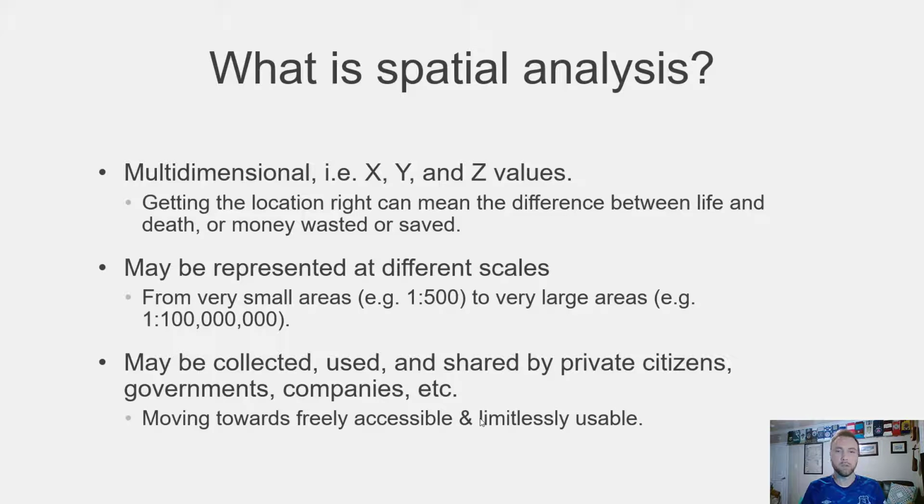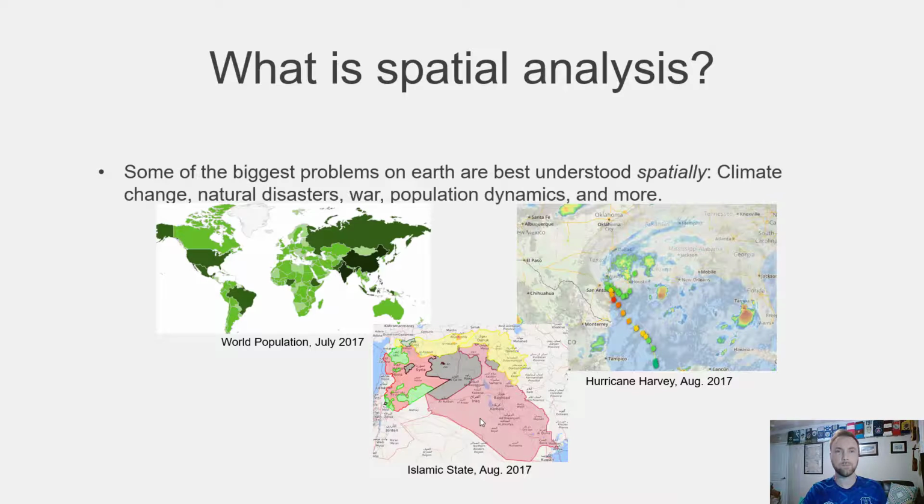So we are trying, as a society, to move towards more freely accessible and limitless data access. So you've heard the term big data. Data science and geospatial science are huge and continually growing fields. And that's because our ability to collect and store data has grown exponentially in the last 30, 40 years, and will continue to grow in the future. So some of the biggest problems on Earth are best understood spatially: climate change, natural disasters, war, population dynamics, and so on.